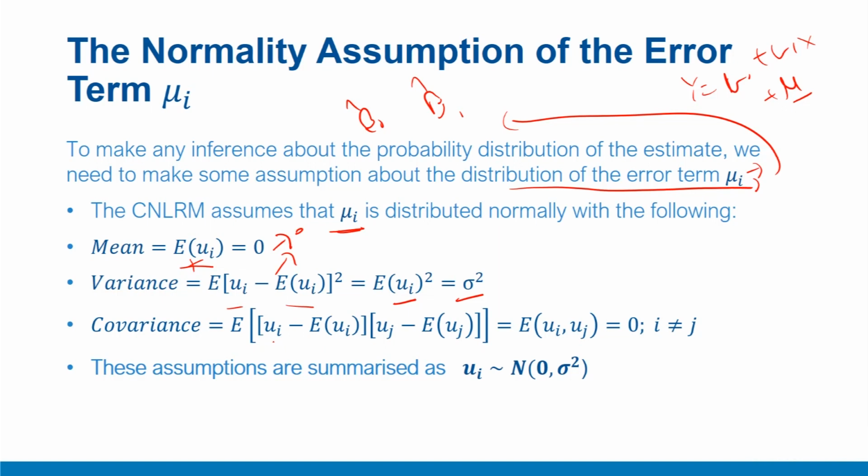Third, the covariance or correlation between mu i and mu j, because the expectations are 0, converges to this expression, and is also 0. That means mu i and mu j across observations i and j are not correlated. Combined, the assumptions can be written in this form, that is mu i is distributed normally with a mean of 0 and variance of sigma square, with zero autocorrelation.